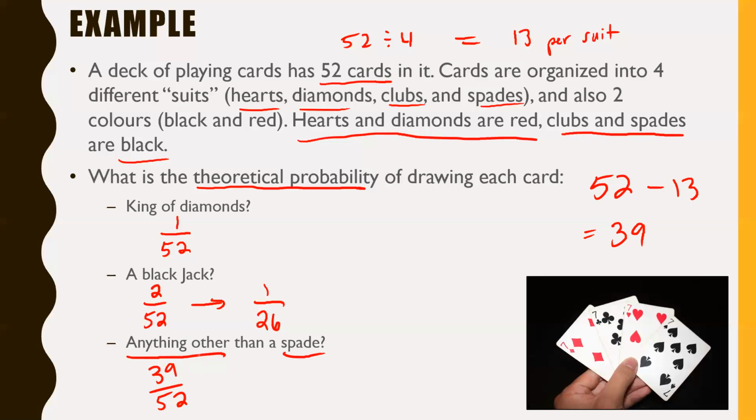And if you don't believe me, we could give it a try. 39 divided by 13 is actually going to be 3. And 52 divided by 13 shouldn't be a big surprise, because remember, there were 4 different suits, and we divided 52 by 4 to get 13. So if you went the other way around and said 52 divided by 13, you're actually going to get 4. So in other words, there is a 3 out of 4 chance of getting anything other than a spade.